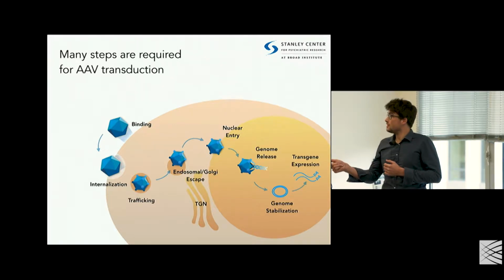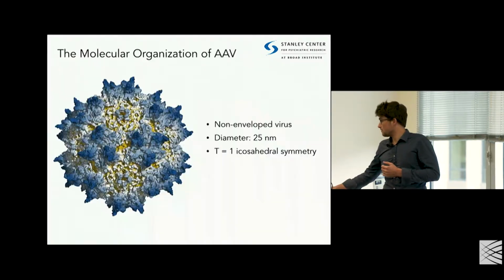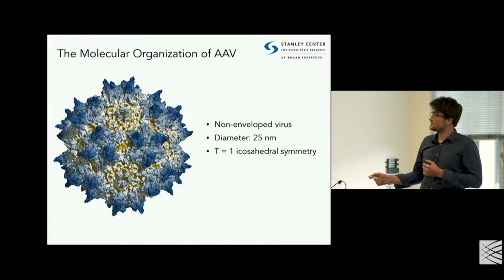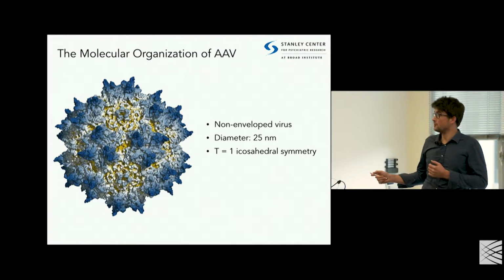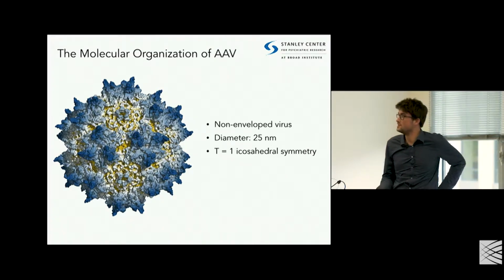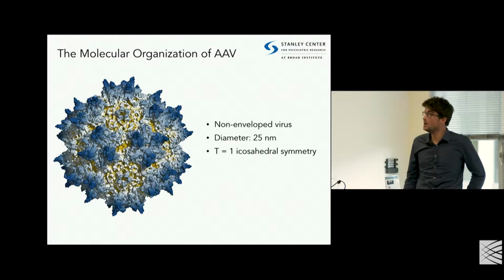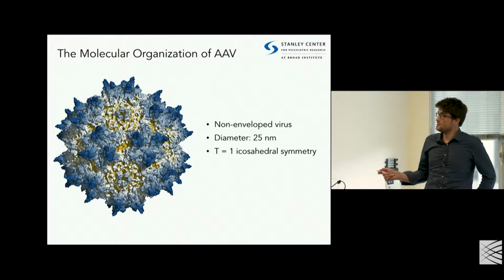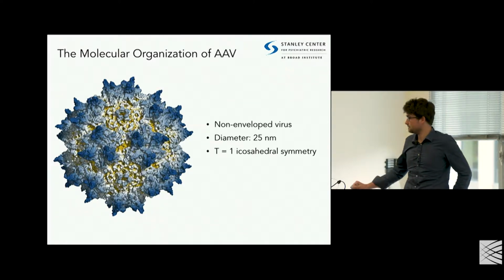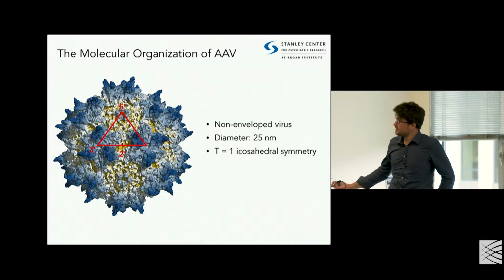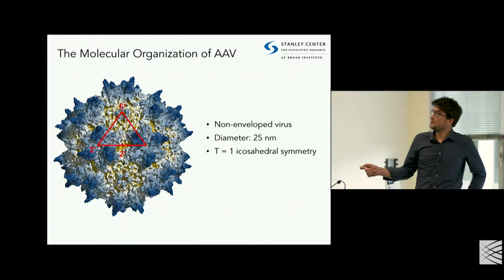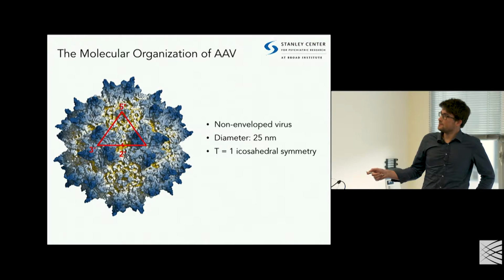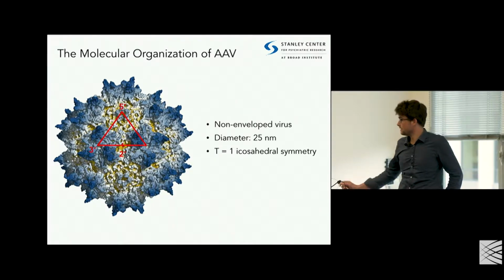So if you zoom in on one of those particles, what you can see is this capsid. It's a non-enveloped virus that measures approximately 25 nanometers in diameter, and its capsid follows a T=1 icosahedral symmetry. So you have three main symmetry axes: the two-fold right here, the three-fold with the three spikes, as well as the five-fold pore that you can see in that picture at the top.